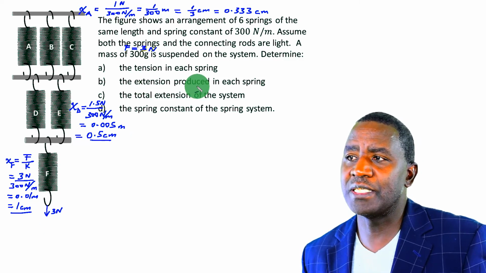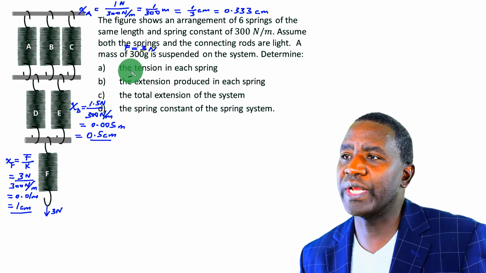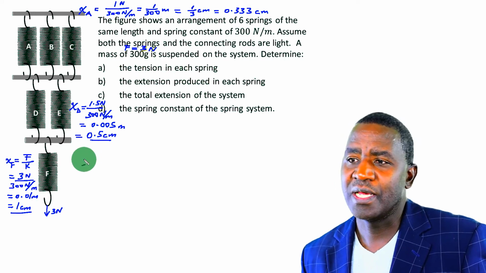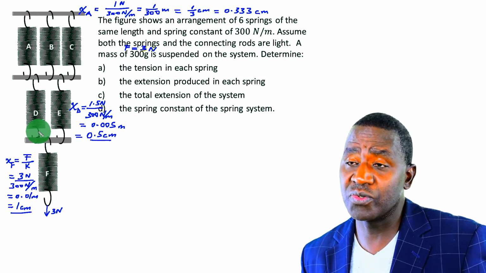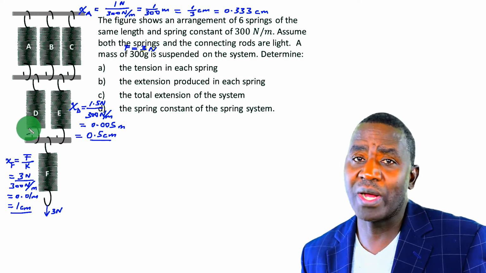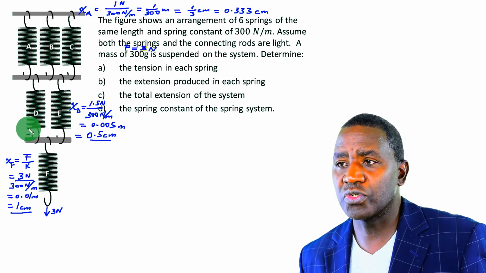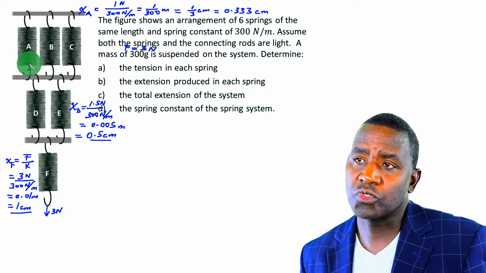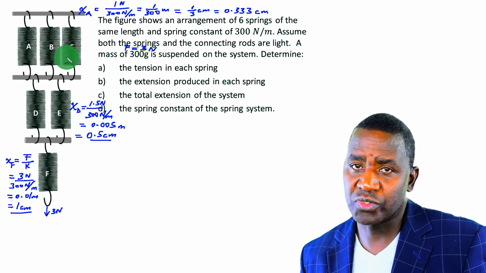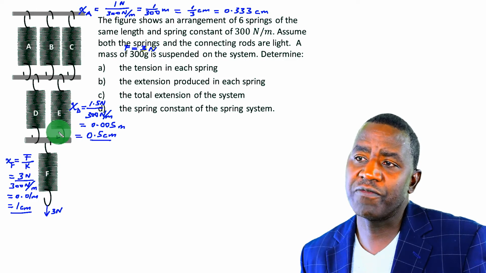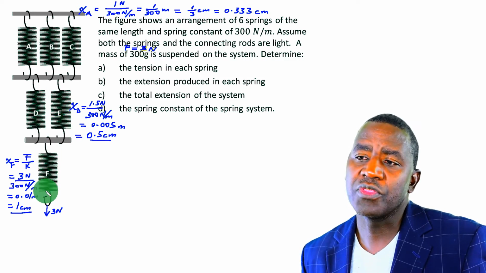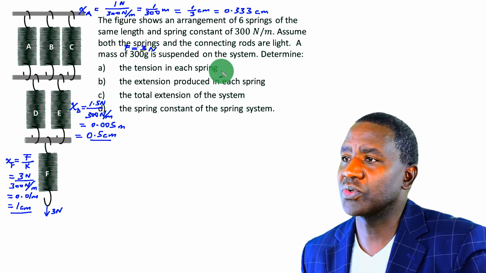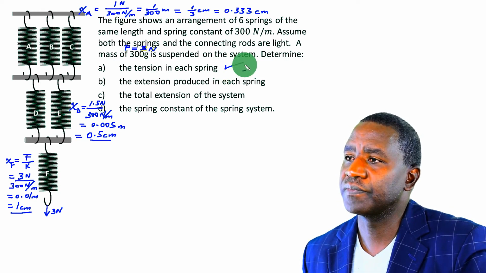The next part is, by the way, we already have the tension in each spring. I forgot about this part. The tension here is 3 newtons. The tension here is 1.5 newtons. And the tension here is 1 newton. So 1 newton, 1 newton, 1 newton, 1.5, 1.5, 3 newtons. So that one is done. So the tension in each is done.